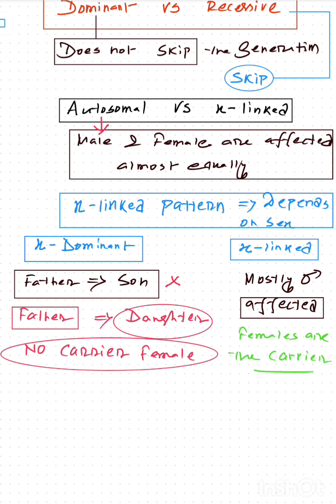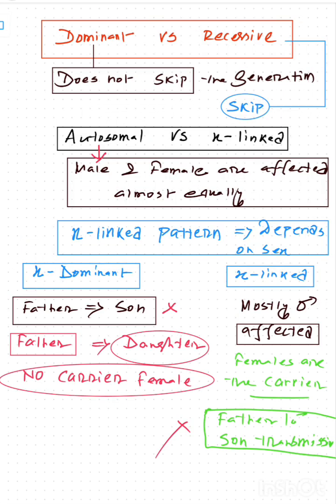Also another rule you can use: no father to son transmission. Father to son transmission is not seen. Okay, so these are the tricks you can use to analyze the pedigree.